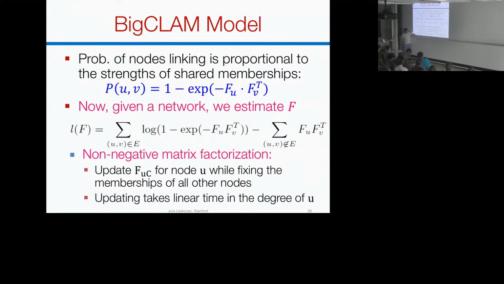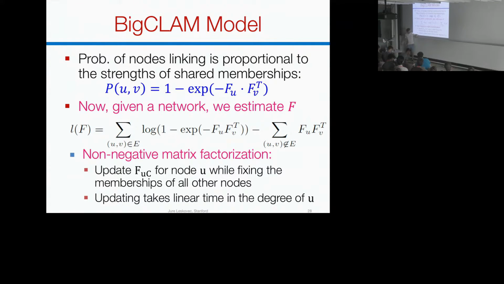So the way we will do this is an iterative method where we go over nodes one by one, and for every node we try to update its memberships while keeping the memberships of all other nodes constant. We iterate this many times until we get stuck in a local minimum.